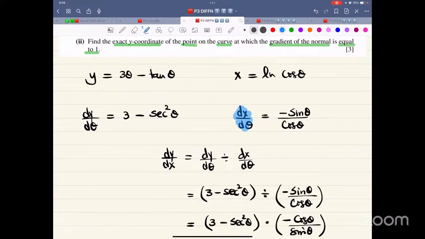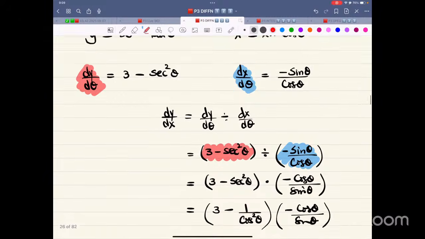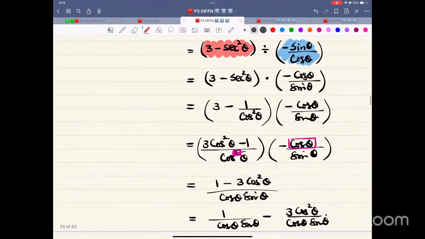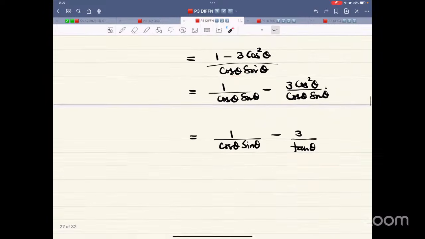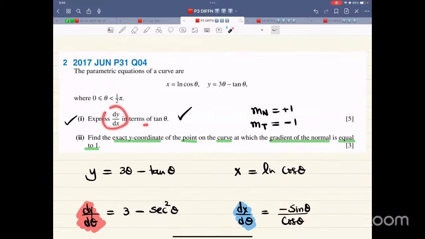So now this is dx by d theta. That is this thing. This is dy by d theta. That is this thing. Now when we divide, look at the working. 3 minus sec square, 3 minus 1 over cos square, LCM. This is division by negative sine over cos, multiplication by negative cos over sine. Things cancel out. We are left with this and so on. And that's the answer. Was this answer given? No. Express dy by dx in terms of tan theta.